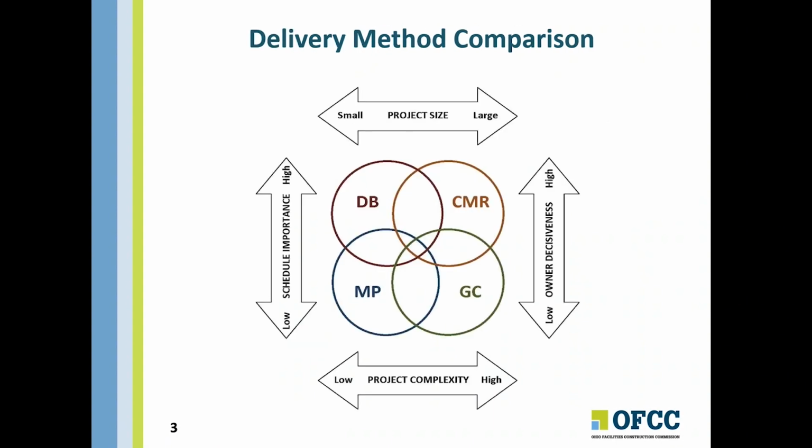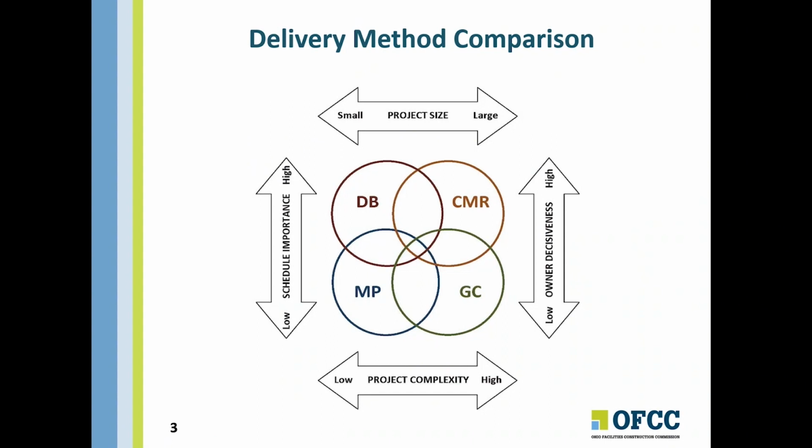The diagram here illustrates the delivery methods in comparison to 4 broad project characteristics. At the center, each delivery method is represented by a circle, and its location to the other methods attempts to illustrate where that project delivery method fits in comparison to the project characteristics shown within each arrow. The project characteristics used for comparison purposes are project size, project complexity, schedule importance, and owner decisiveness. Each of these characteristics range from small to large or low to high.